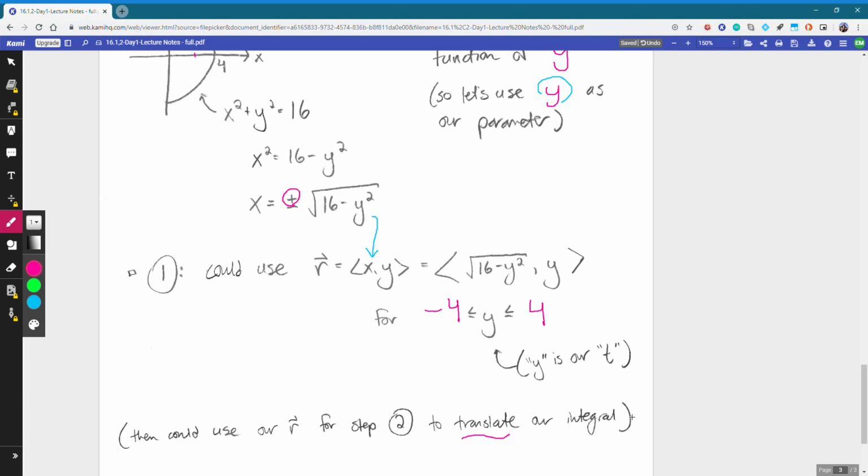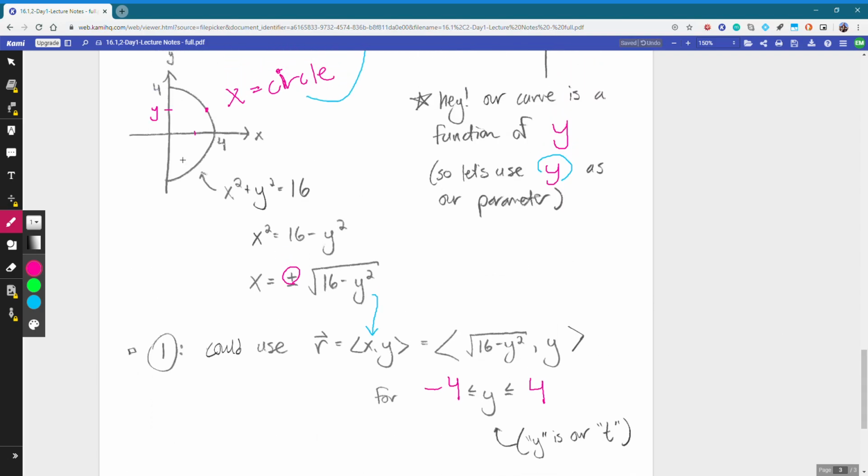Let me mention, using rectangular for our particular integral would not be fun. Polar is definitely the nicest way to go here, but for perhaps other curves, this is a very useful idea to keep in mind: if our curve is a function of a variable, in this case y, then we can use that variable as our parameter and figure out the other components.